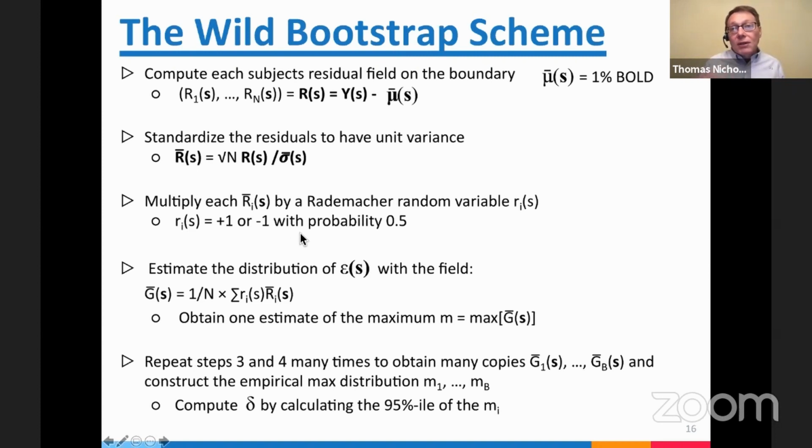Each subject's residual gets multiplied by 1 or minus 1, and then we make a sample mean image of that, again rescaled to have variance 1 and behave like a unit noise process. It is from this that we take the maximum. We do this bootstrap over and over again. This gives us a whole distribution of the maximum, and computing the 95th percentile of this gives us the threshold. There are some other multipliers and constants I'm skipping, but that's the flavor of it.